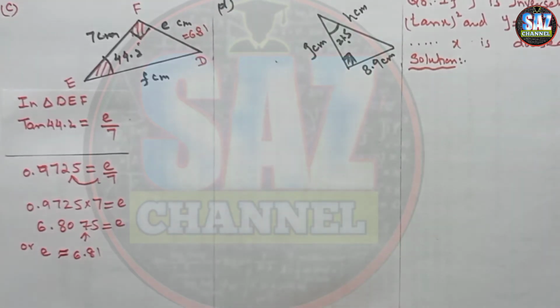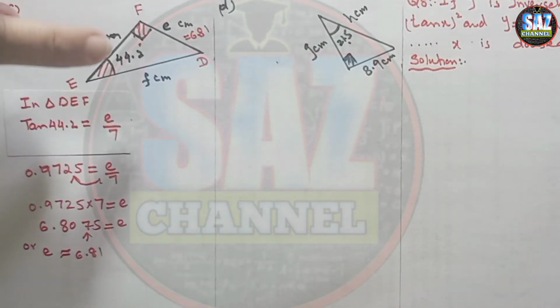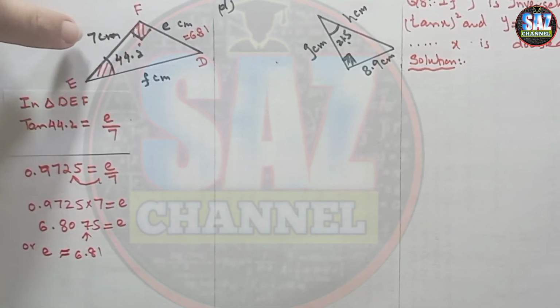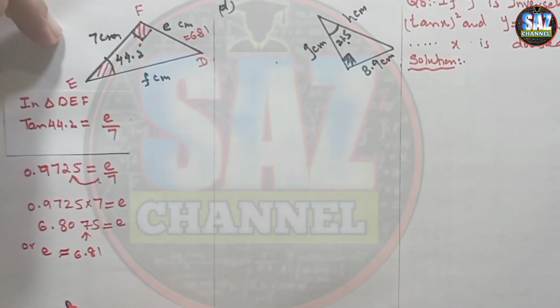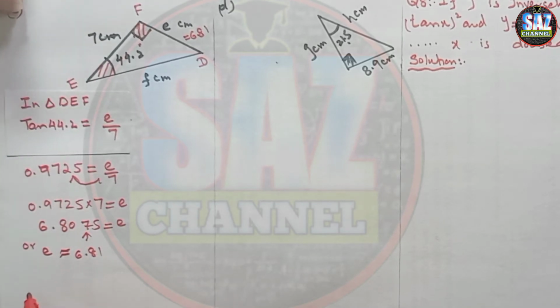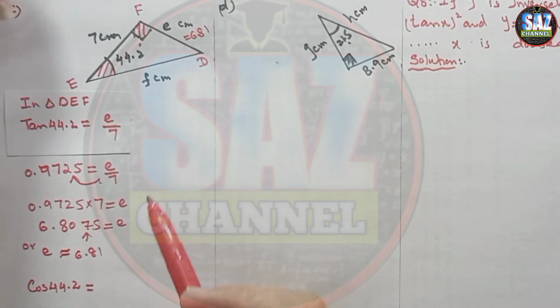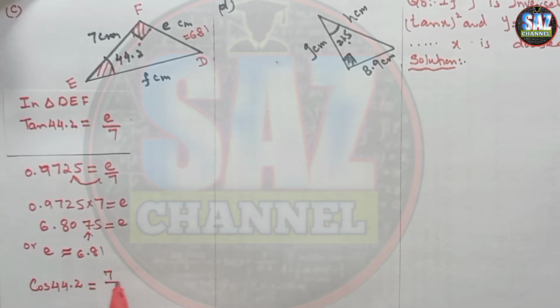Coming to the second unknown of the question, with the reference of the 90 degree angle, we have F as hypotenuse. Now I'm going to make use of 7 and F. So adjacent upon hypotenuse: cos 44.2 degrees equals adjacent upon hypotenuse, 7 upon F.